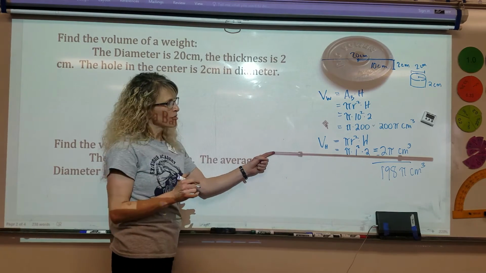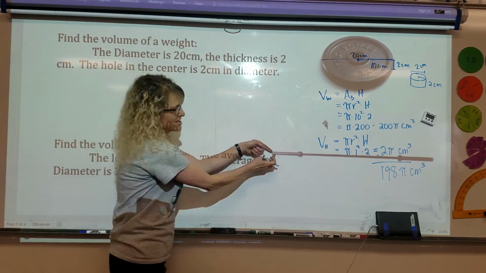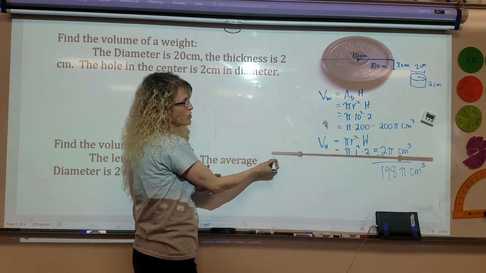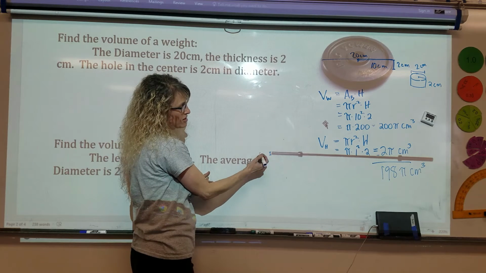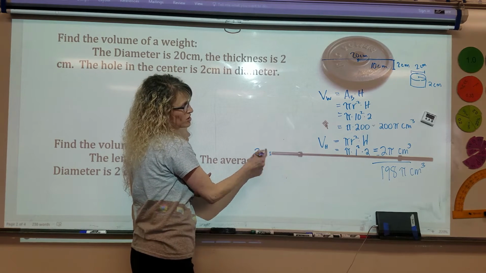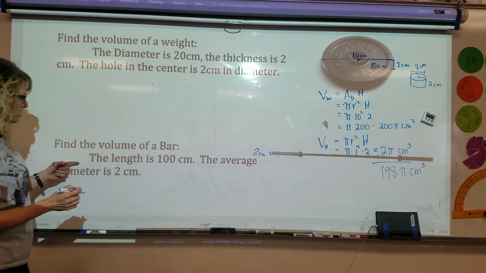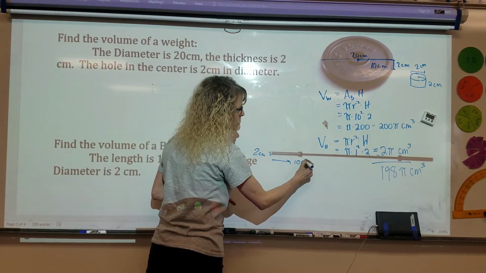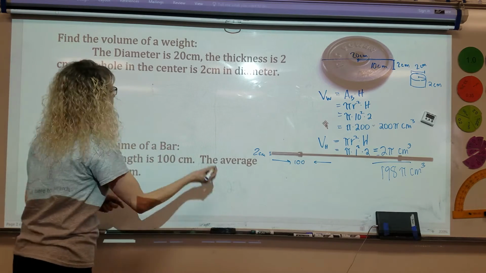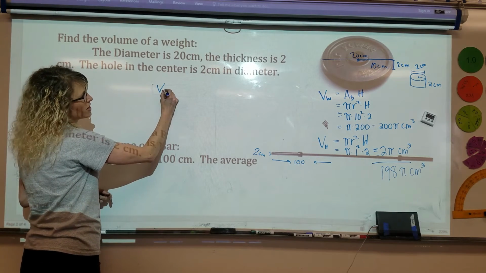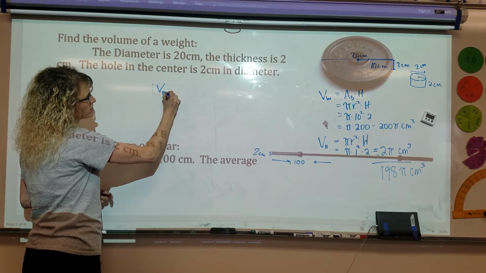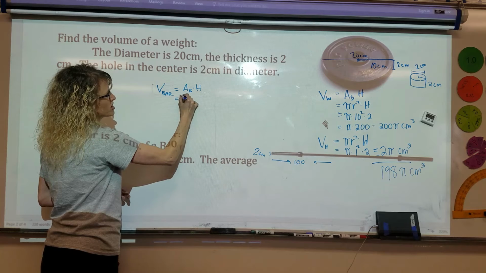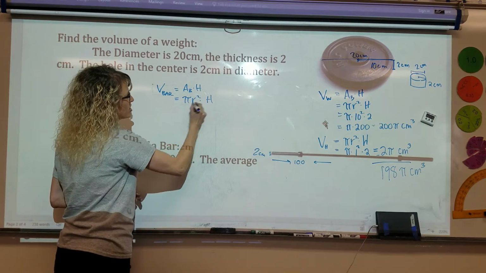Okay, find the volume of the bar. Well, it's thick and then it gets thinner. So we just said, let's just use an average thickness of 2 centimeters. Just use an average. And then the length of it, it says the length is 100. So I'm going to go like this, 100, all the way to the end. All right, so let's go with this. Volume of the bar is area of the base times height, which is pi r squared times h.